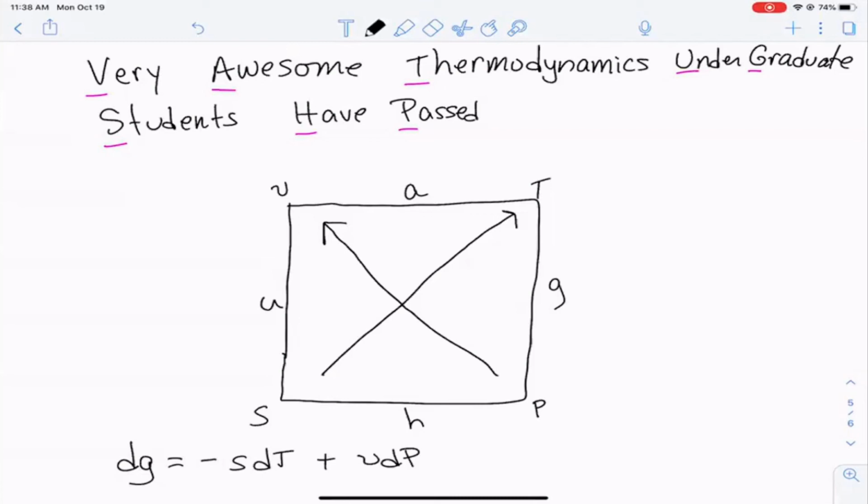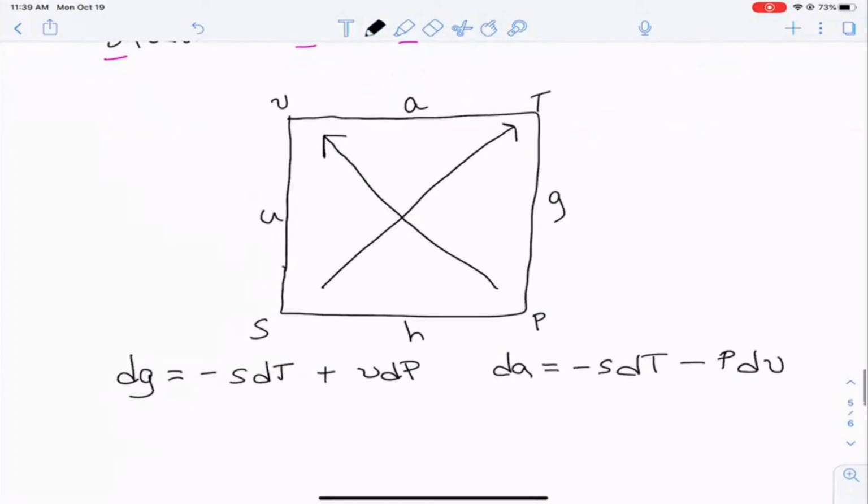Let's do one of the other ones. Let's do the Helmholtz. So I know for the Helmholtz that dA is equal to, I have the canonical variables flanking it. So I know that it's going to be dT and dV. And again, S and T are always related, and P and V are always related. And you'll notice that you're pointing away from the S and away from the P. So I know that the differential for the Helmholtz potential is minus S dT minus P dV.